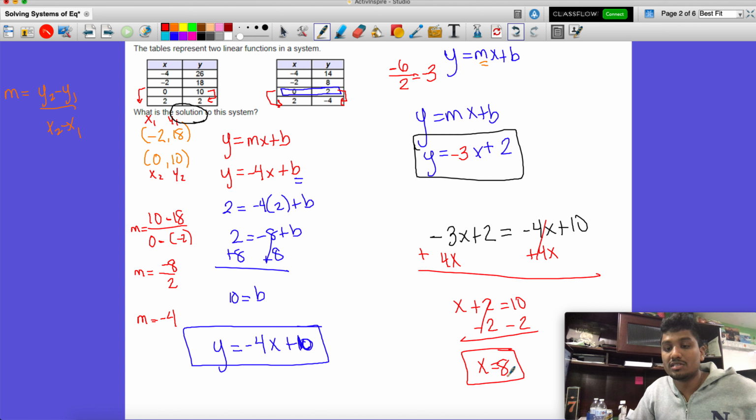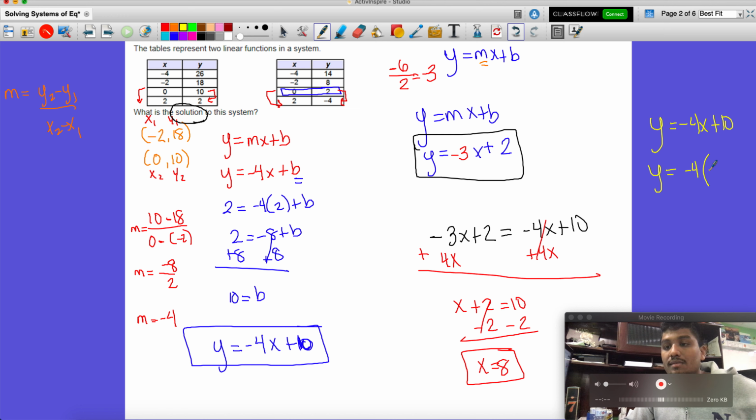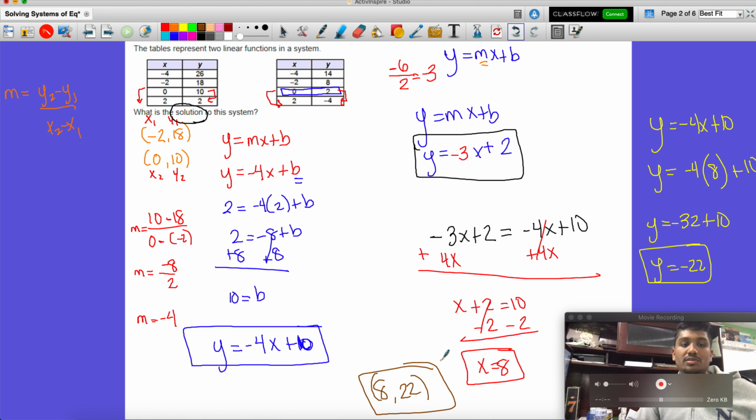Then you can substitute this into any of the equations. So y is equal to -4x plus 10. y is equal to -4 times 8. Is that what it is? Plus 10. Let me just make sure everything is right so far. Okay, cool. So y is equal to -32 plus 10. y is equal to -22. So the answer to this would be 8, -22. That's going to be what our solution is. Okay, I'm going to pause here and make a whole new thing.